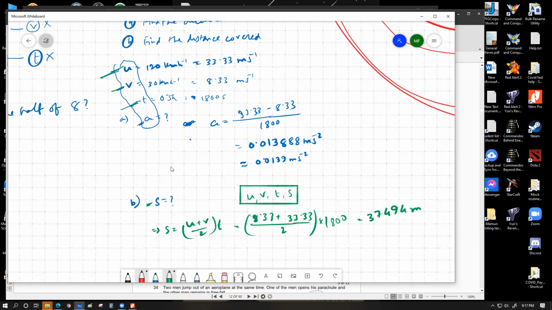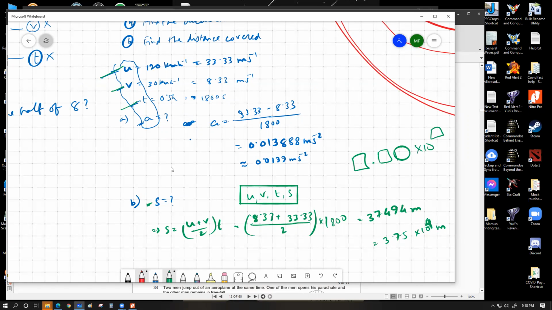37494 meters. I cannot write this much of a long number, so might as well prefer to convert this into standard form, which should look like 3.75 into 10 to the power 4 meter. So long numbers, whether they're in decimal expression or in full number, should always be preferred to express in standard form. Standard form always looks like this: something point something something into 10 to the power something. That's basically the expression for standard form.